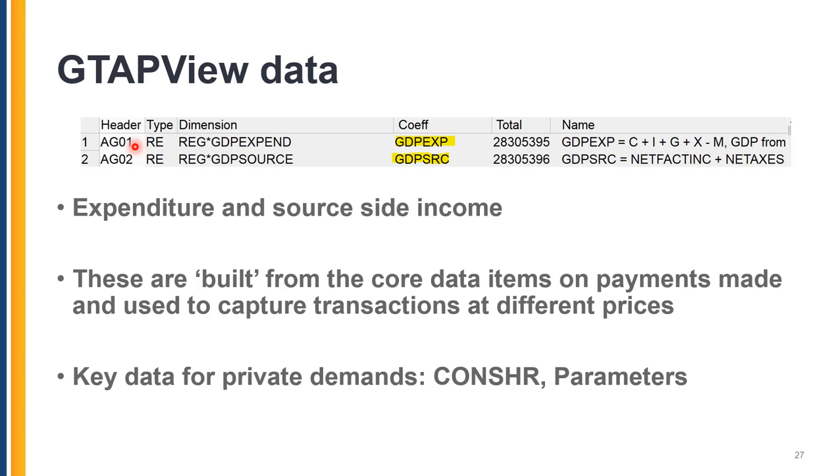And so you see here that header AG01 in the GTAP view version of the data gives us GDP from the expenditure side, and we get what we think about as the regional expenditure system: consumption, investment, and government spending. And so those would match up. Remember, these are built from core data items on payments made and used to capture those transactions. And then, of course, the key data for private demands are that consumption share and the parameters.